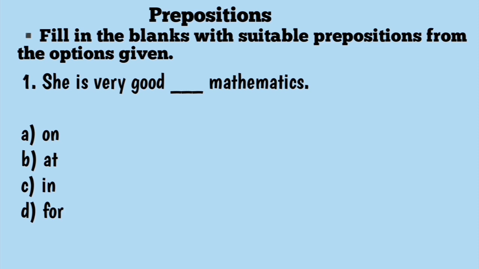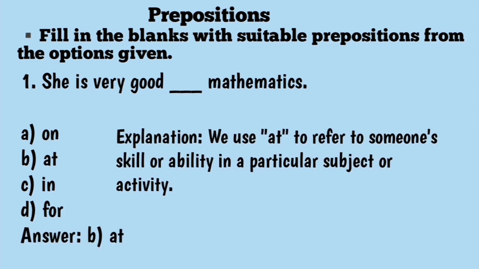Number 1. She is very good dash mathematics. Option A, on. Option B, at. Option C, in. Option D, for. Answer is option B, at. We use at to refer to someone's skill or ability in a particular subject or activity.